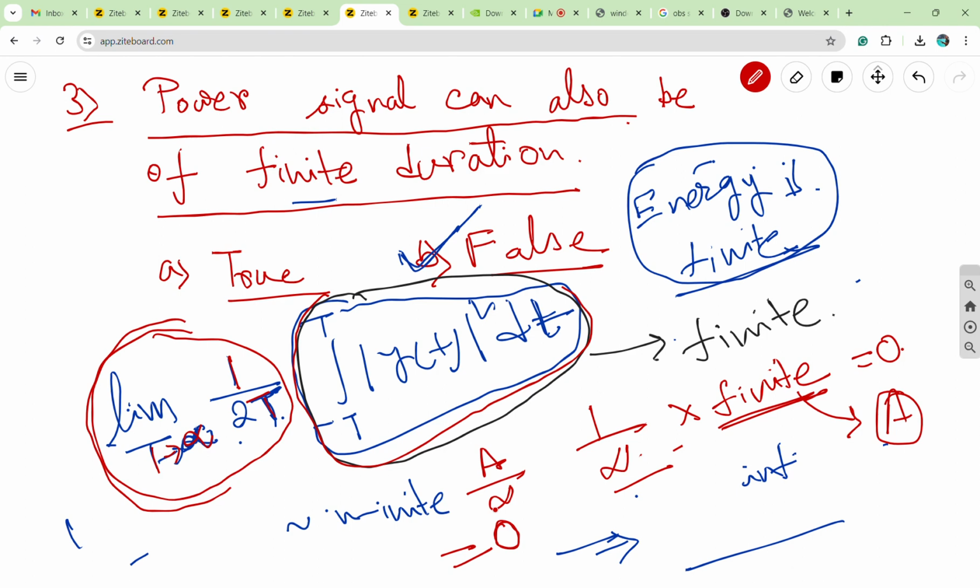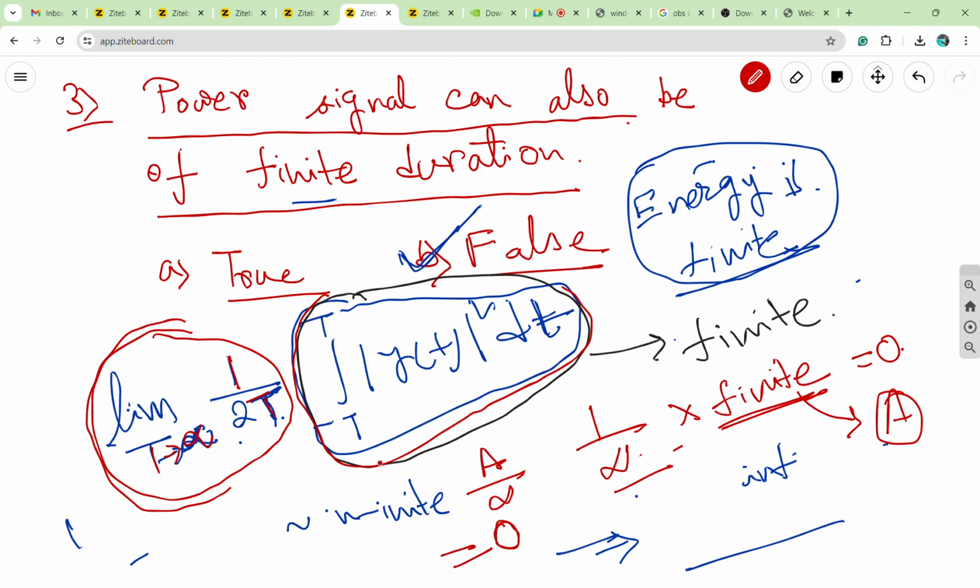Because you have to check for minus infinite to infinite whether it is converging or not. That is the main constraint for energy. If it is not energy, it can still have a particular value within minus T to T, it's constant, right? Because we are not taking minus infinite to infinite, we are calculating the energy within minus T to T only. That's the difference for a power signal here.